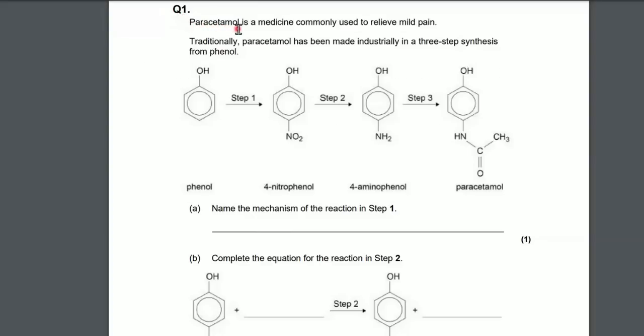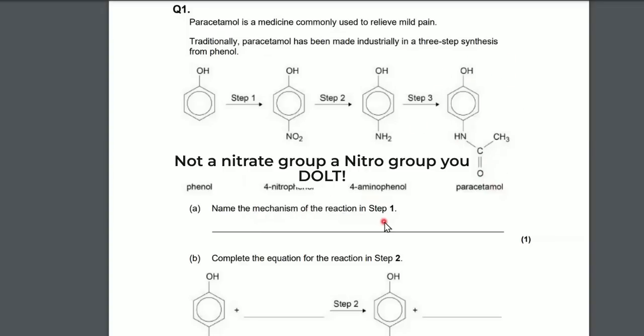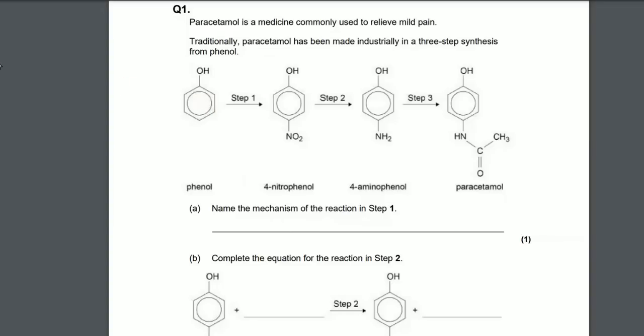Let's get into it. Paracetamol is a medicine commonly used to relieve mild pain. Traditionally, paracetamol has been made industrially in a three-step synthesis from phenol. So here we have a reaction synthesis where we can see phenol was step one, and then it's changing with each step of this three-step reaction. We can see a nitrate group added, then an amine group, and finally a carbonyl group added. So name the mechanism for the reaction in step one between phenol and 4-nitrophenol.